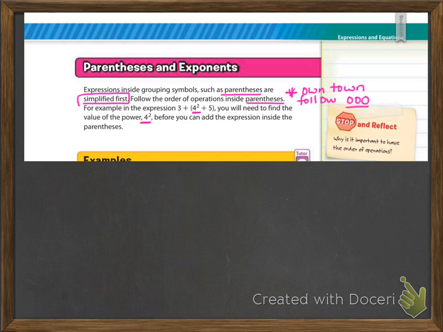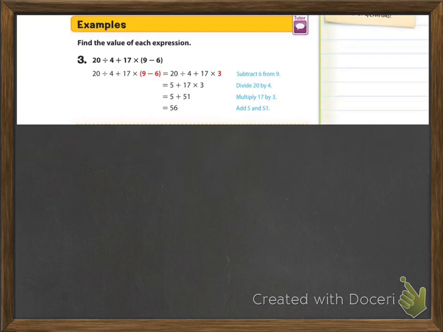So it says, why is it important to have the order of operation? Well, duh, it's important so we all get the same answer, right? So I've added that there. It's important so we all get the same answer. So you want to make sure to add that too.